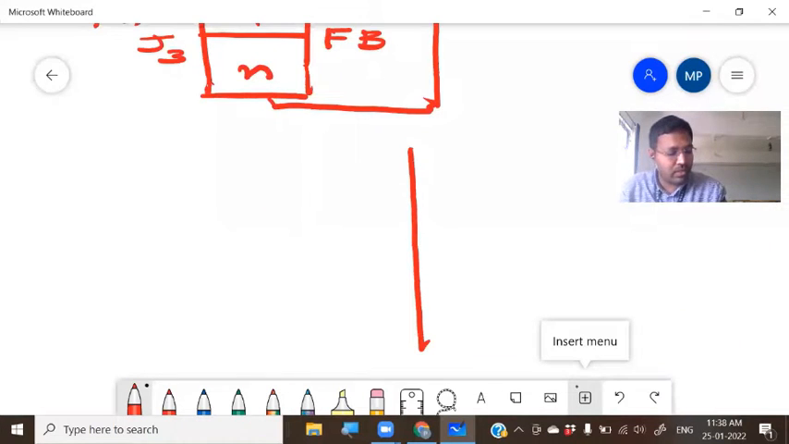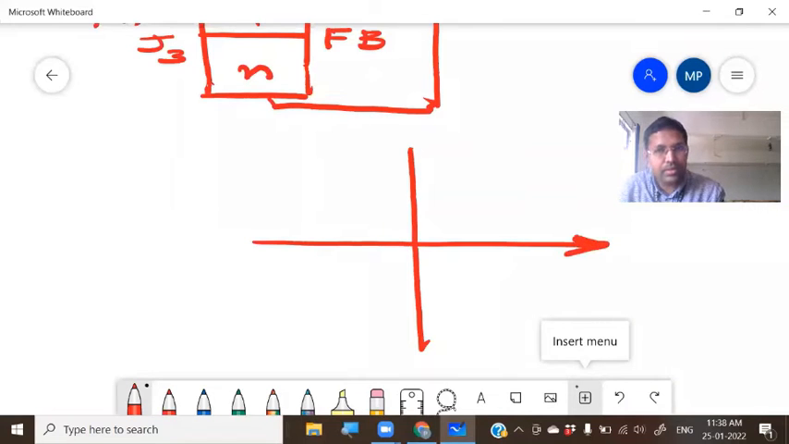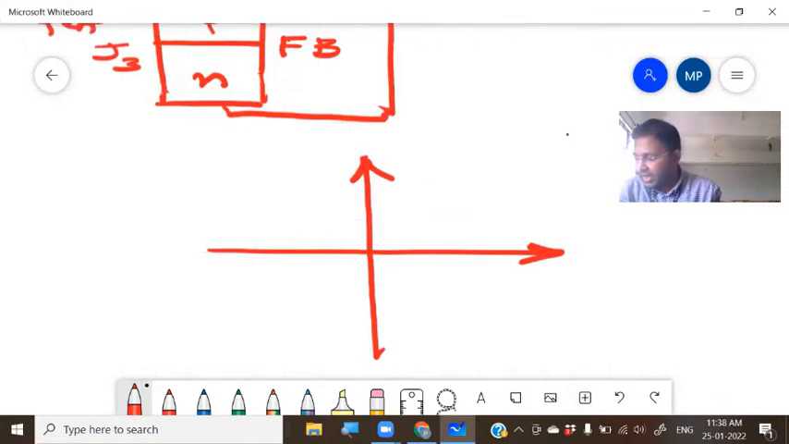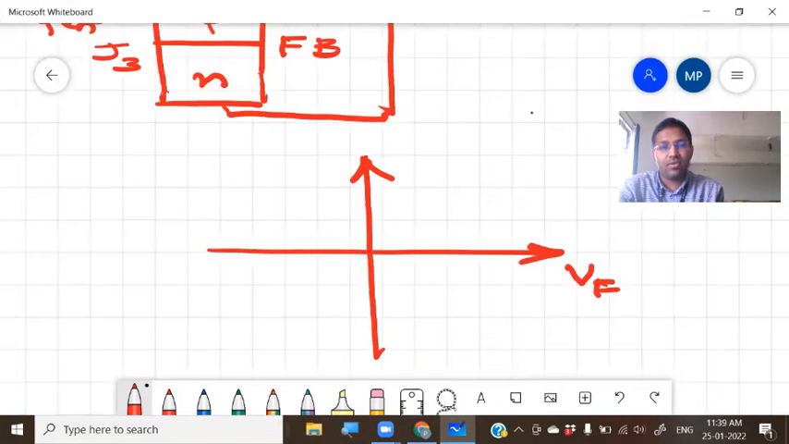Okay, I hope that is a straight line. Now, this is the forward voltage. In the book we have represented it as Vf, forward voltage. Now, what happens when we gradually increase this forward voltage?